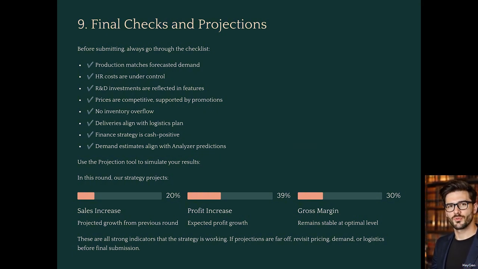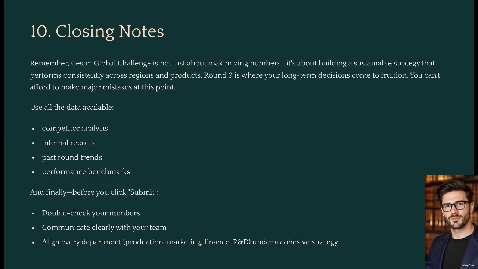Use the projection tool to simulate your results. In this round, our strategy projects: sales increase by 20%, profit increases by 39%, gross margin remains stable, inventory levels are optimal, market share remains strong across all 3 regions. These are all strong indicators that the strategy is working. If projections are far off, revisit pricing, demand, or logistics before final submission.